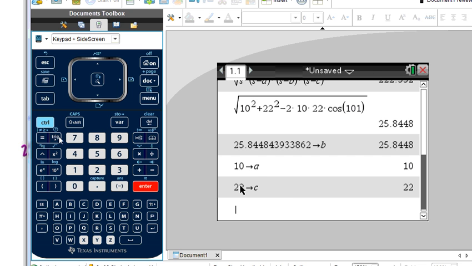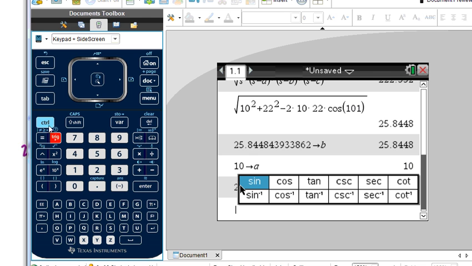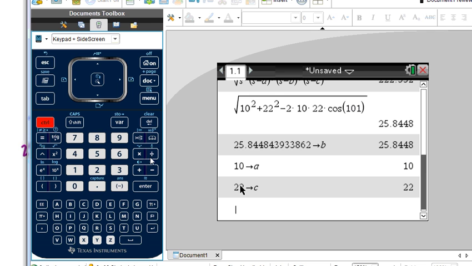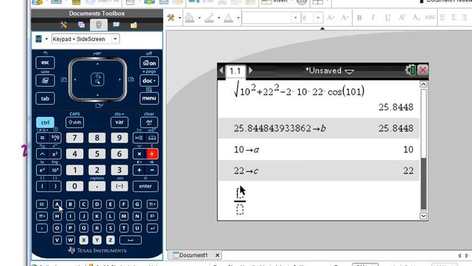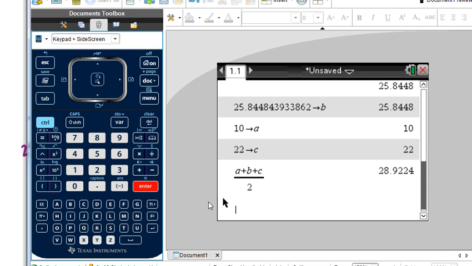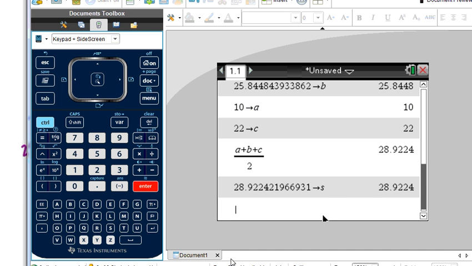Now we're going to take, oops, I got the wrong one. Control, oops, escape here. Control division. We're just going to put A plus B plus C all over 2. And then if we calculate that, that's going to be our semi-perimeter, which we are now going to store to S. So I'm going to put control vars for storage S. So now we have all the elements.